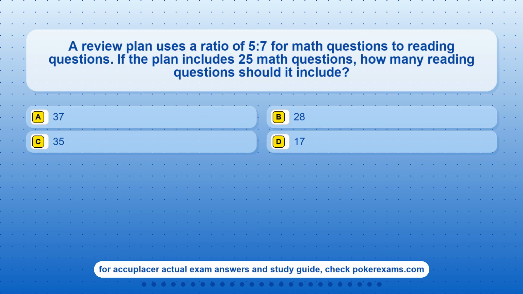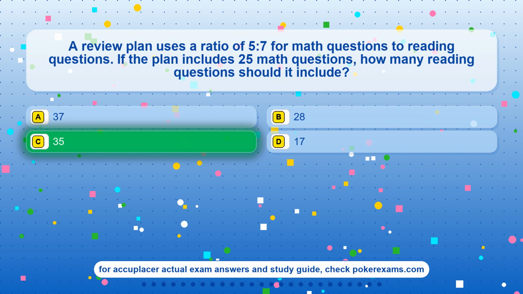Question 22. A review plan uses a ratio of 5 to 7 for math questions to reading questions. If the plan includes 25 math questions, how many reading questions should it include? Option A, 37. Option B, 28. Option C, 35. Option D, 17.